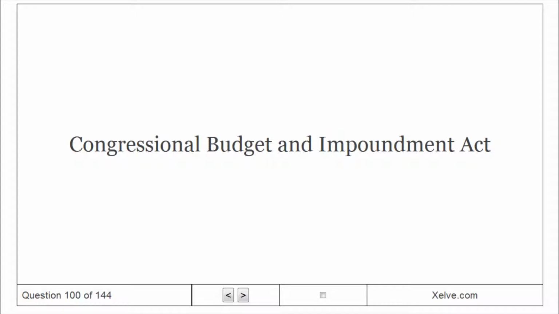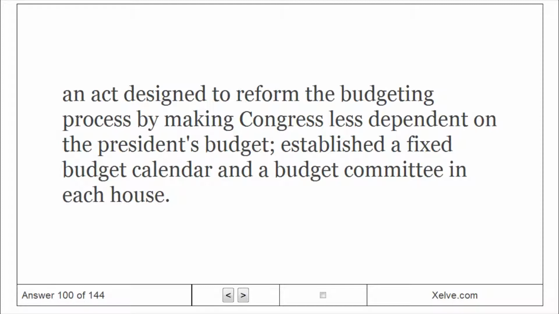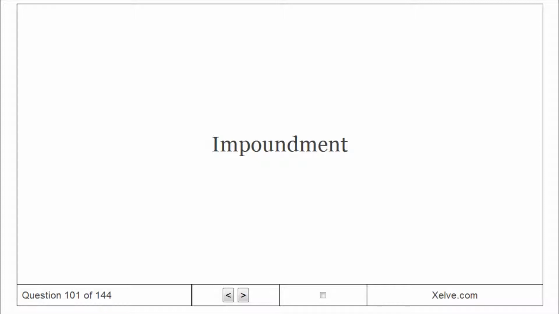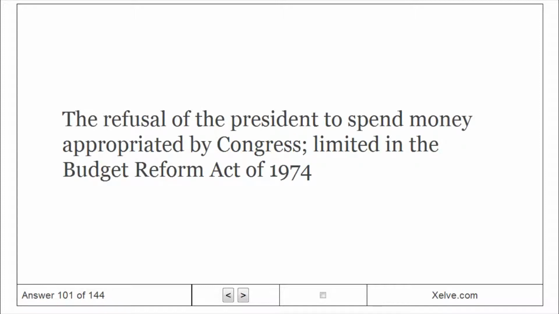Congressional Budget and Impoundment Act. An act designed to reform the budgeting process by making Congress less dependent on the president's budget, established a fixed budget calendar and a budget committee in each house. Impoundment. The refusal of the president to spend money appropriated by Congress, limited in the Budget Reform Act of 1974.